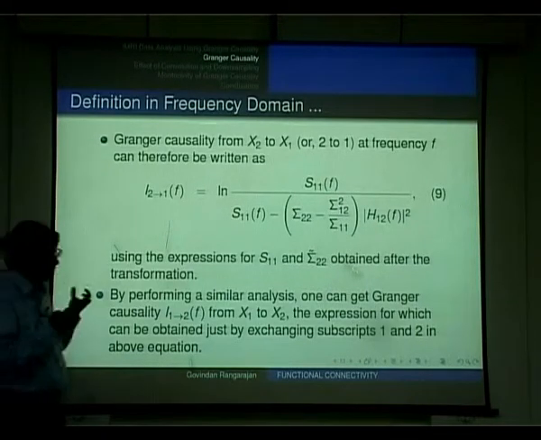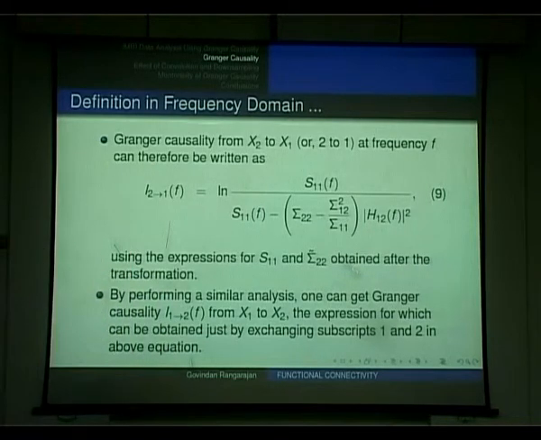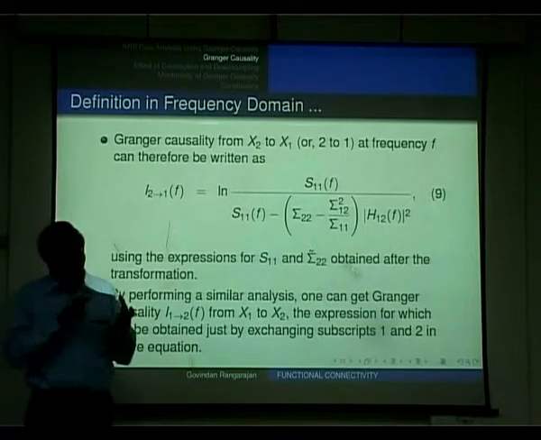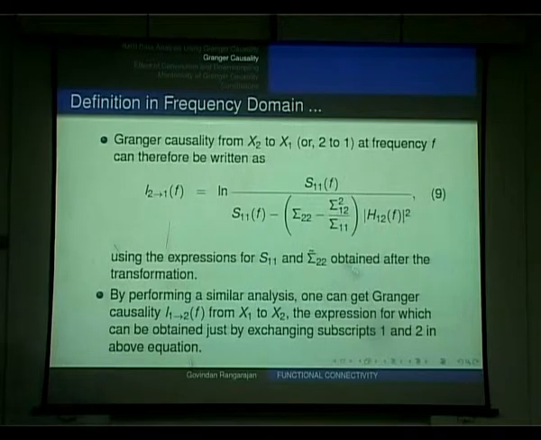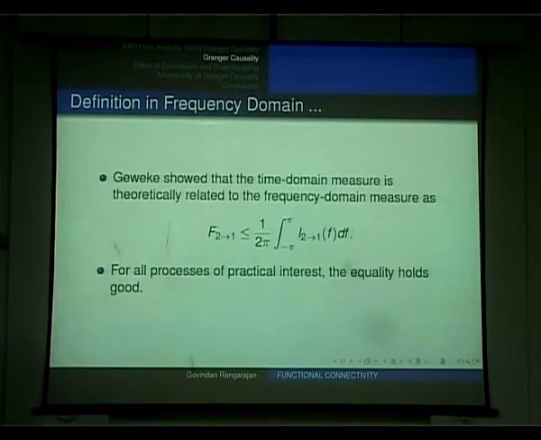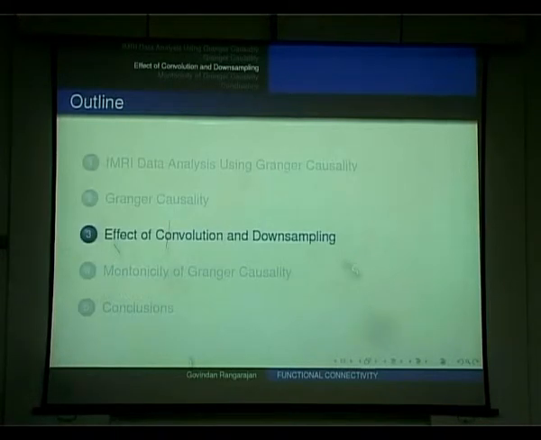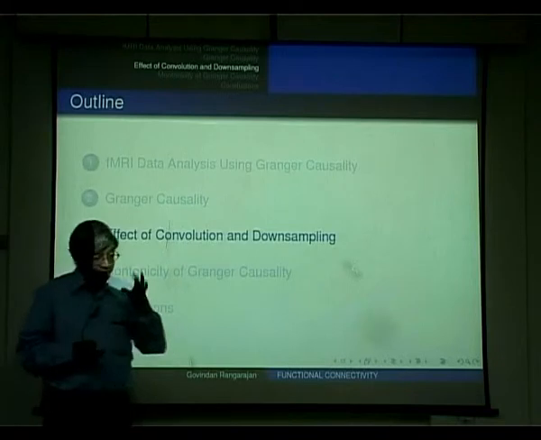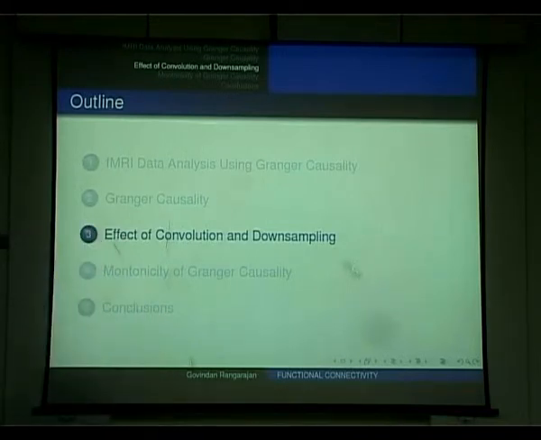So this is the basic concept in the frequency domain: you look at the power of process 1 and see how much of the power is contributed by process 1 itself and how much of it is contributed by process 2. And if process 2 is contributing some non-trivial amount of power to process 1, you will have a Granger causal relation from 2 to 1. And you can again do 1 to 2 similarly. By integrating this Granger causality over all frequencies, you can get back the Granger causality in the time domain. So now let's go to the effect of convolution and downsampling on Granger causality.